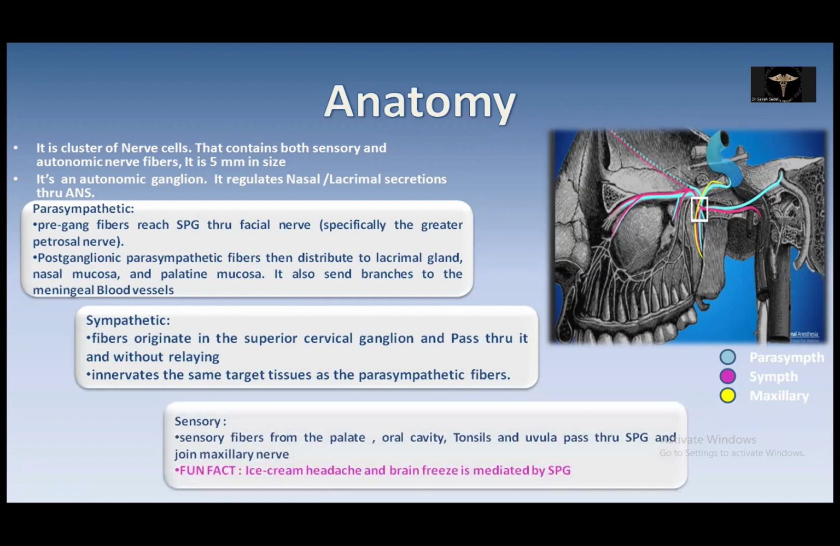Sensory fibers are demarcated as yellow. Sensory fibers from the palate, oral cavity, tonsils, and uvula pass through the SPG and join the maxillary nerve over here. And the fun fact about the sensory fibers is that ice cream headache and anything that causes brain freeze, like when you take something cold, is mediated by the SPG.